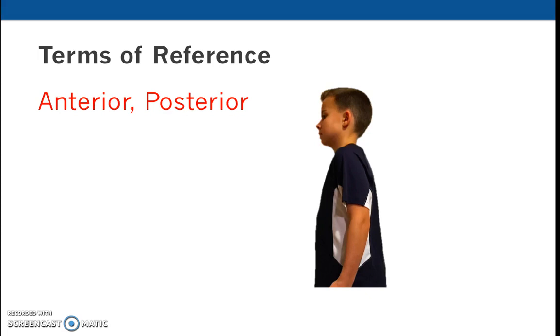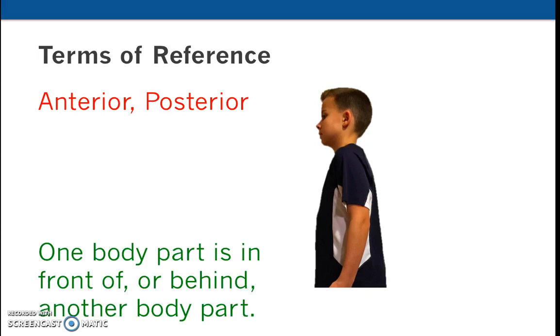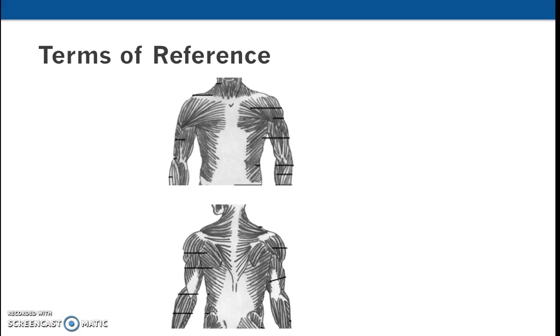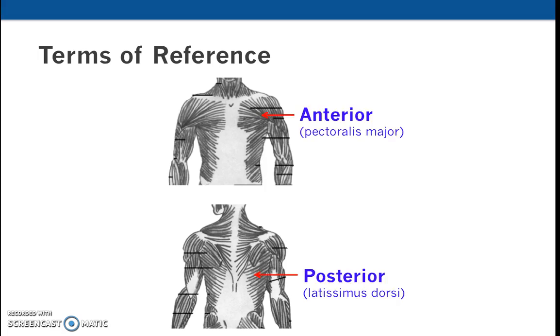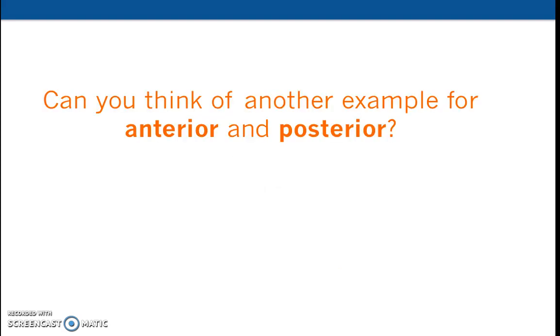Anterior and posterior are terms of reference that describe if one body part is situated more to the front side or back side of the body as compared to another body part. For example, my chest is anterior in relation to my back. My back is posterior in relation to my chest. An example using muscle terminology: my pectoralis major is anterior to my latissimus dorsi. My latissimus dorsi is posterior to my pectoralis major. Pause the video and think of another example for anterior and posterior.